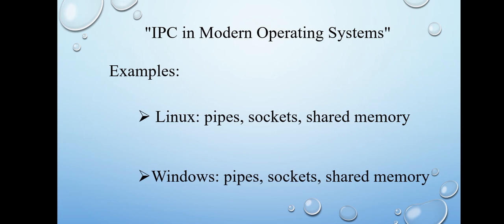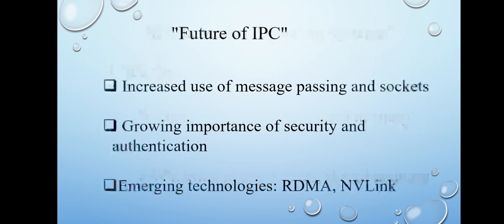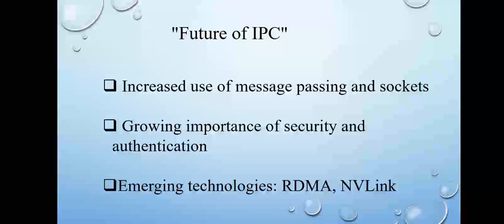IPC in modern operating systems involves security risks and how to secure interprocess communication, which is very useful. The future trends of interprocess communication are AI-driven IPC optimization, quantum computing and interprocess communication, and 5G and low latency IPC in IoT.